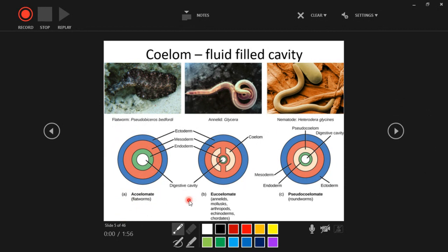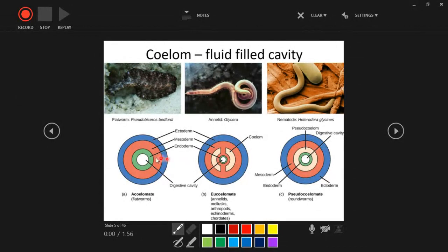Now you have the ones with a true coelom. It's called a eucoelomate, or you could just call it plain old coelomate. The eucoelomate or coelomate group consists of the annelids, mollusks, arthropods, echinoderms, and chordates. We will cover these in the following weeks. This is an annelid here, Glycera, and this is a eucoelomate, or just plain old coelomate. You see the coelom here, the pinkish area which you see here and here.